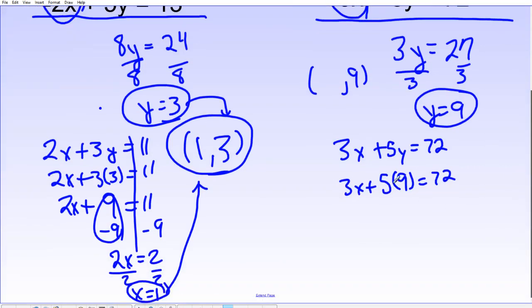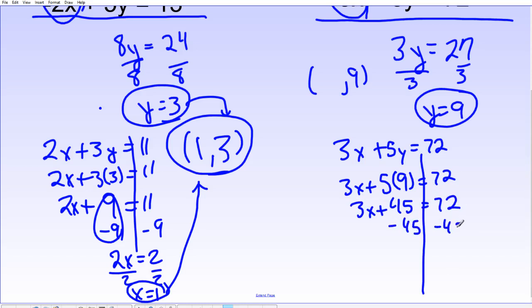Boom, boom. That's 45. Simplify and solve. So I subtract 45 on both sides because we get rid of add and subtract before multiply and divide. 72 minus 45. Well, that should be 27, right?